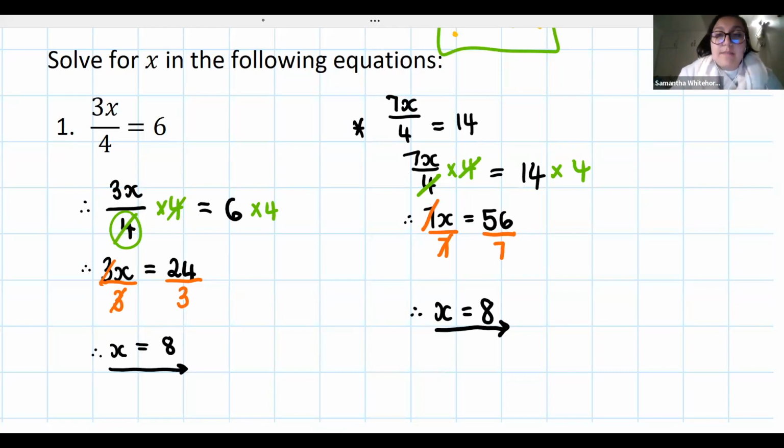Again, grade 8s, substitute your answer and make sure you get the correct left-hand side equals right-hand side. Right, so again, take your screenshots. If you have questions, now's the time to raise your hand. Otherwise, I'm going to give you another example to try.